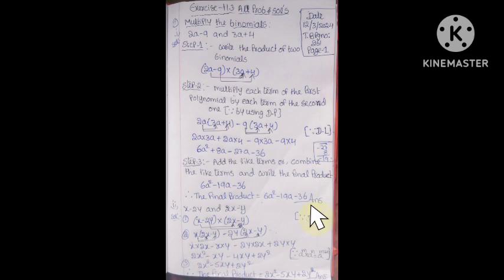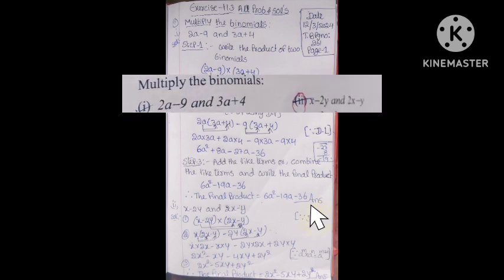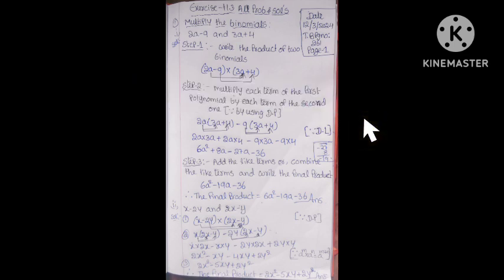Next, we will go to the second problem. First, I read the problem in our textbook: x minus 2y and 2x minus y. Multiply these two binomials. First, let's solve this problem. Step 1: write the product of the two binomials. What binomials are given? x minus 2y into 2x minus y.